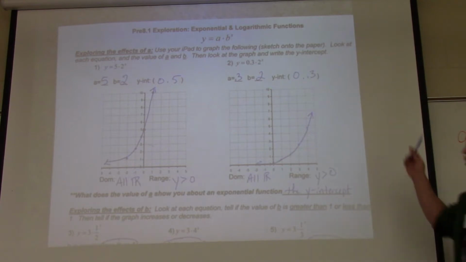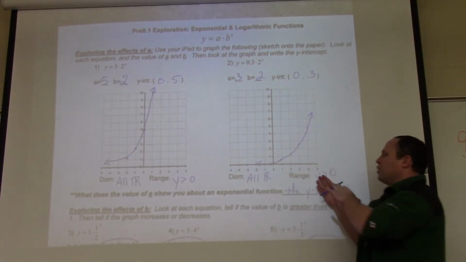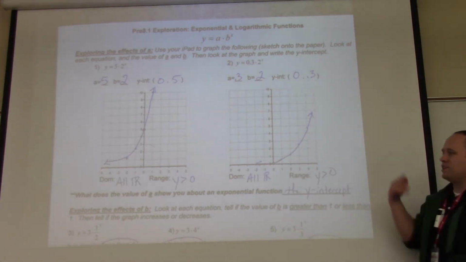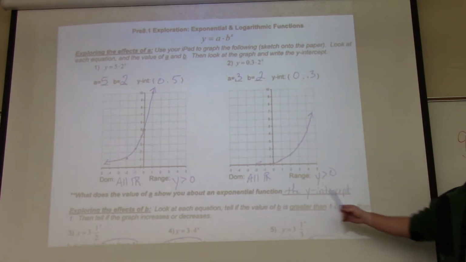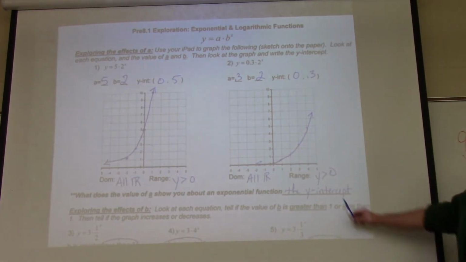The domain for all of these problems is all real numbers because it keeps going left and it keeps going right. The range does not go below the x-axis no matter what I plug in. We'll get to negative exponents later because that doesn't make it of negative value, okay? So the A, and you can see this in every one of these problems, I hope, is the y-intercept, where it crosses the y-axis. If you don't have this, write it in now, okay?